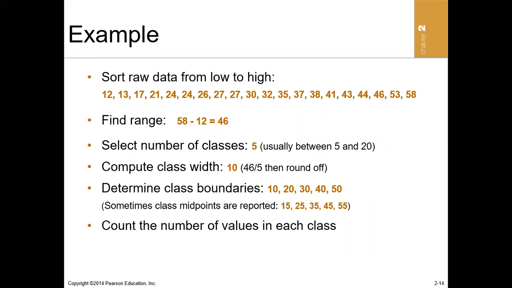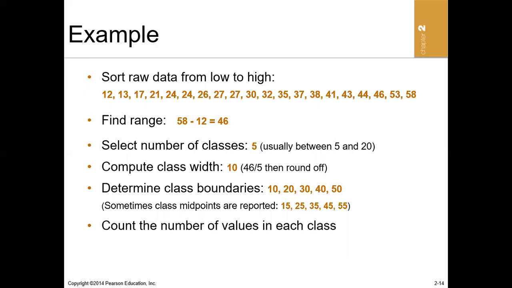So let's look at these figures. These figures, the highest is 50, the lowest is 12. So the range is 46. Now you select a number of classes. So you can select that I want to have 5 classes, I want to have 10 classes or whatever. So in this instance, we chose 5.